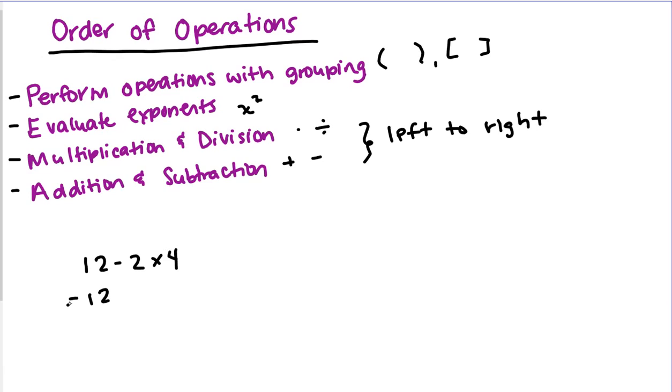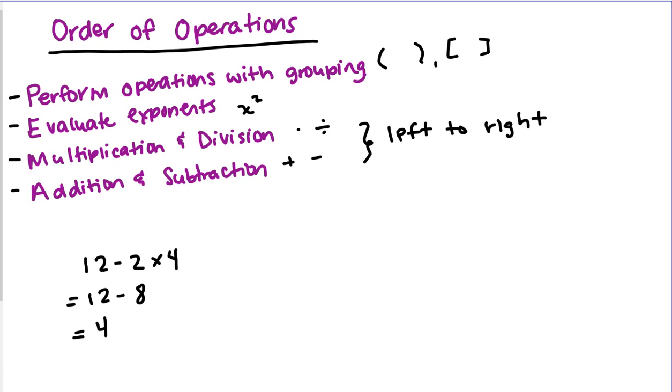So I'll just put a little equal sign here. 2 times 4 is 8. So we have 12 minus 8. And then we can do 12 minus 8, which is 4. So the answer to this expression, or when we evaluated this, we are left with 4.